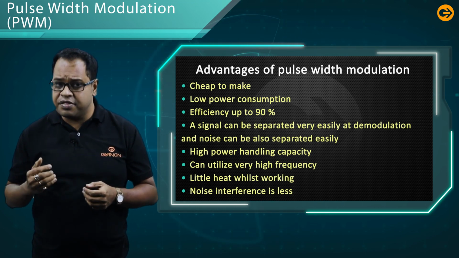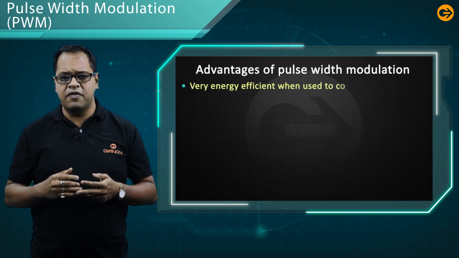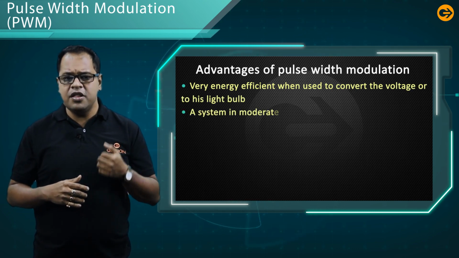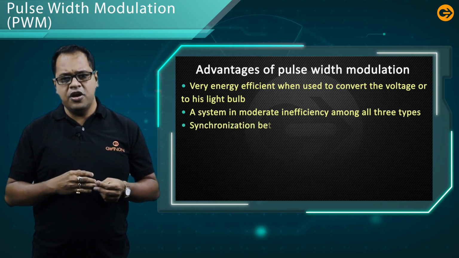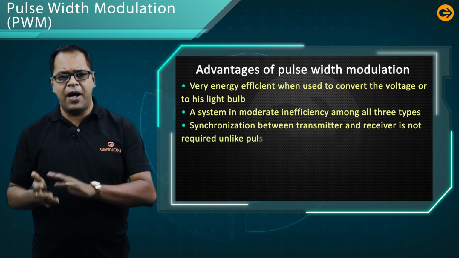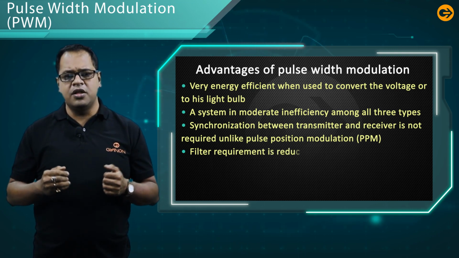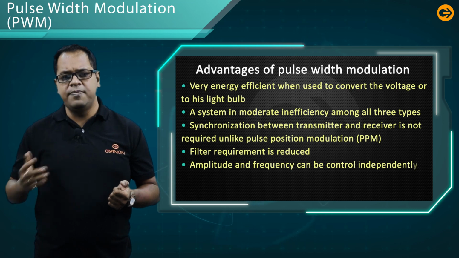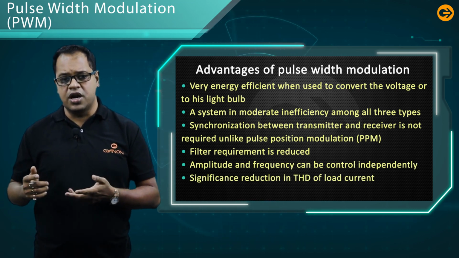Noise interference is less in this circuit. It is very energy efficient when used to convert voltage or to drive a light bulb. The system has moderate inefficiency among all three types. Synchronization between the transmitter and the receiver is not required, unlike pulse position modulation or PPM. Then the filter requirement is reduced. Amplitude and frequency can be controlled independently. There is a significant reduction in THD of load current.